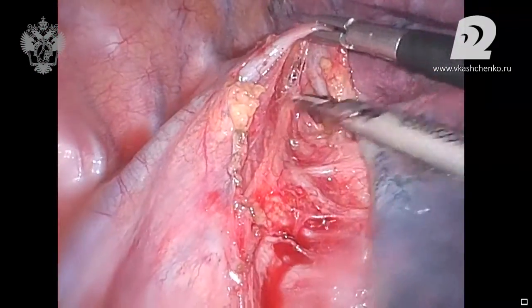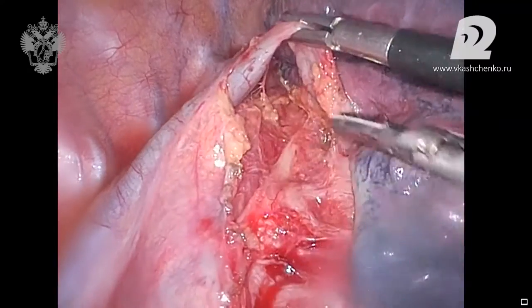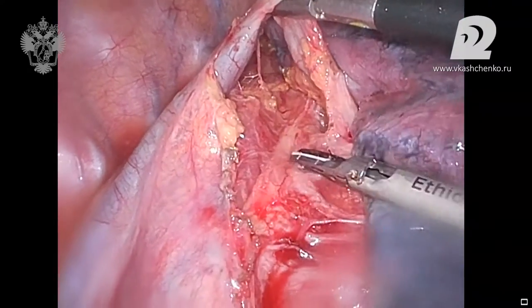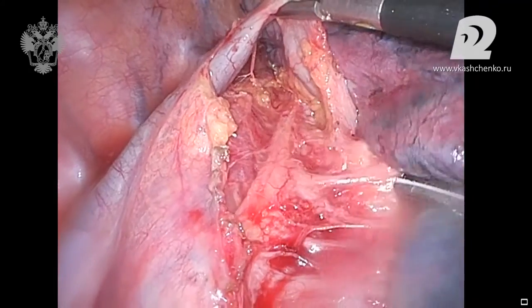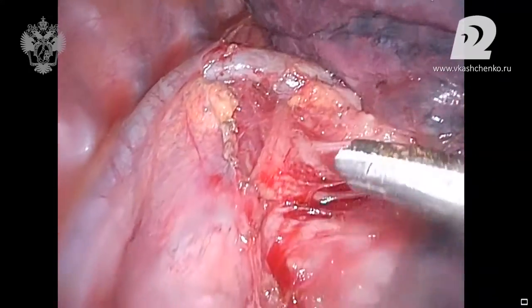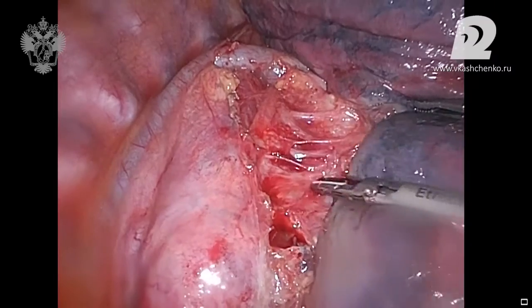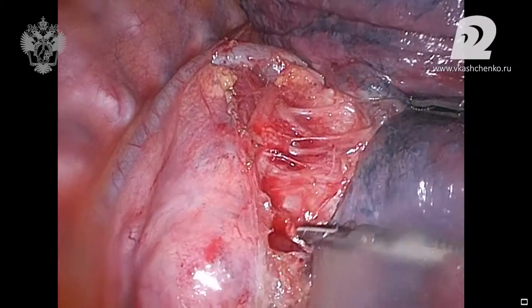You can see this esophageal vein. It's not difficult, and you can see the vagus very well. This is its pulmonary portion, and can we go downwards? This is our intermediary bronchus.